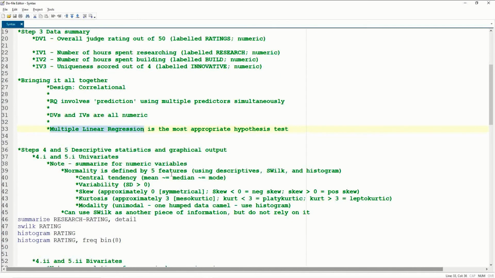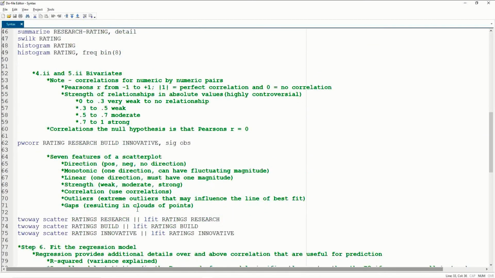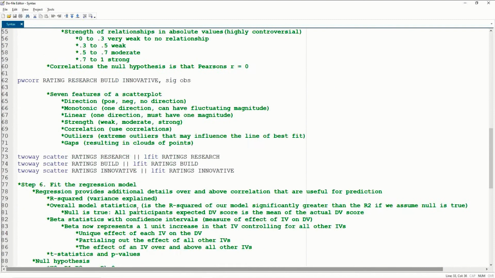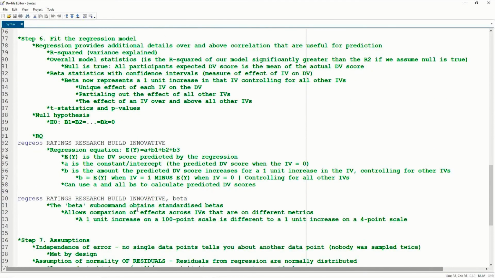Now, if this was the first time I was picking up this data set, I would go through my univariates and my bivariates. However, that's not appropriate for us today because we did it all last week. So we're going to skip all of that and jump straight to the regression model. Now, we do get all the stuff over and above correlation that we spoke about when we use regression. But now I want to talk a little bit more about the overall model statistics.